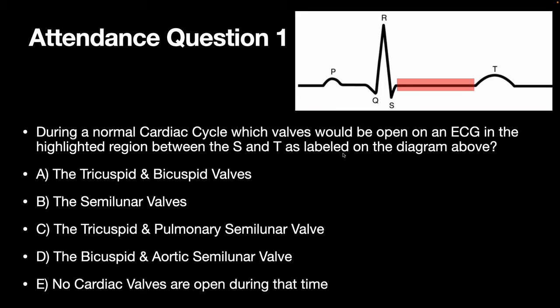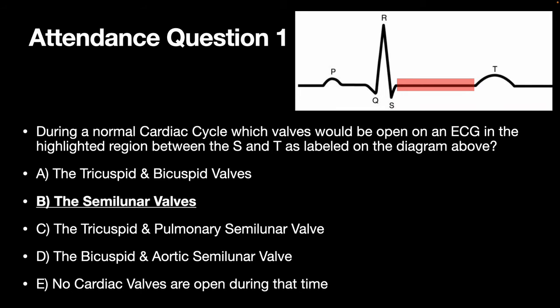Hopefully most of you selected B. As we talked about earlier, that region between the QRS spike to the T wave is atrial diastole and ventricular systole. So the ventricles are increasing in pressure. Initially, all the valves are going to be closed, but very quickly after that, the semilunar valves are going to open as that increasing pressure in the ventricles pushes open those semilunar valves. So the correct answer is B, the semilunar valves are open at that point.